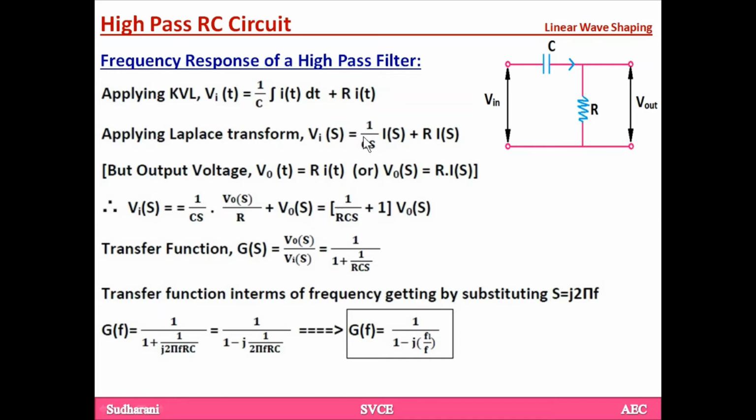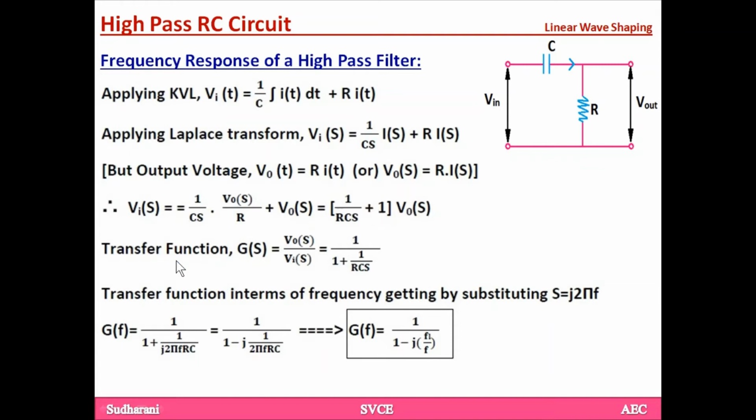So 1 by C is the same as it is. Instead of I of s I substitute V0 of s by R, and R into I of s as V0 of s. So we are substituting like this. Now let us see. Here I am taking V0 of s common. If you take V0 of s common, then what is remaining? 1 by Cs into R, that means 1 by RCs, plus 1. So 1 by RCs plus 1 into V0 of s.